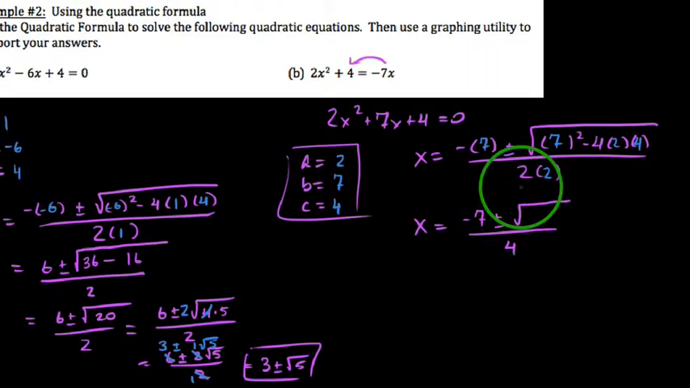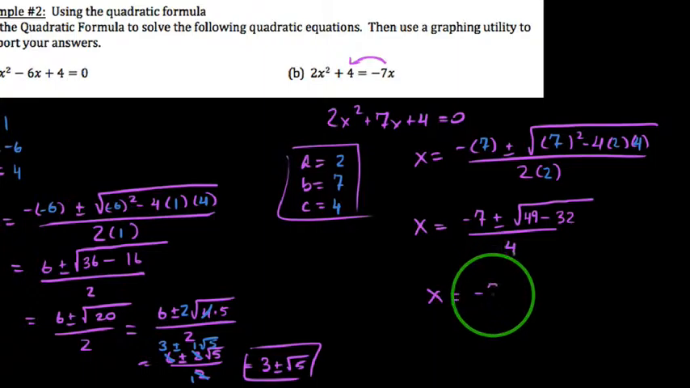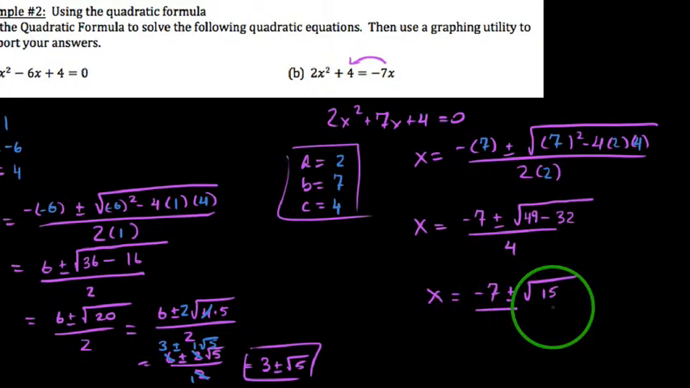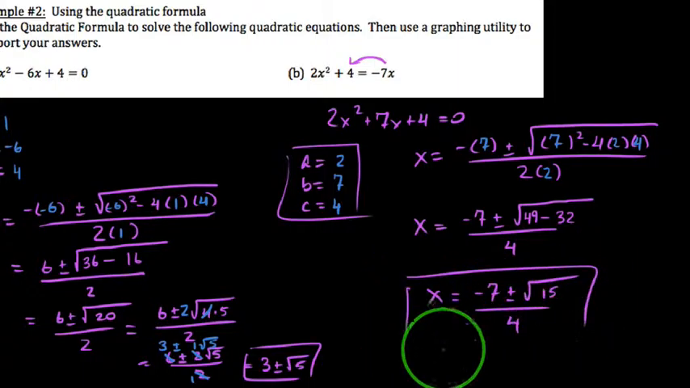And then inside the radical, we get 7 squared is 49. I count one negative altogether, so it'll be a subtraction here. And then 4 times 2 is 8. 8 times 4 is 32. So we end up with this here. We get negative 7 plus or minus the square root of, I count here, 15. And this is all over 4. And we would just say that those are the solutions right there.